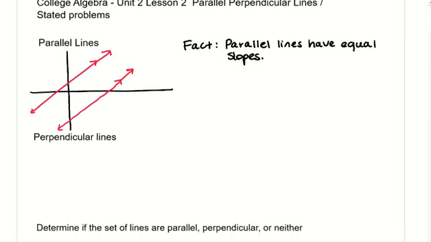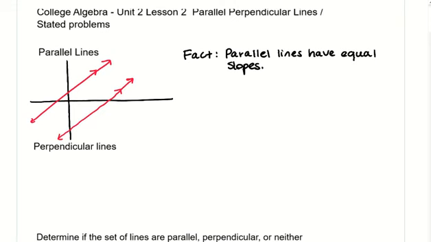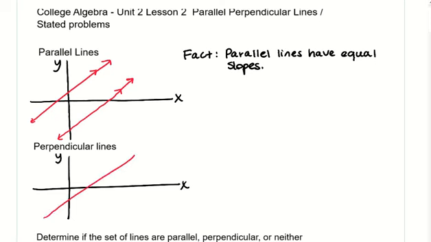Right, and then perpendicular lines, that's going to be maybe a little more interesting. I'm going to draw my coordinate axes. I'll draw one line here. I'm going to draw a line that comes in perpendicular to it. So remember from geometry that if we say the two lines sit perpendicular to one another, they have an intersection that's like a right angle.